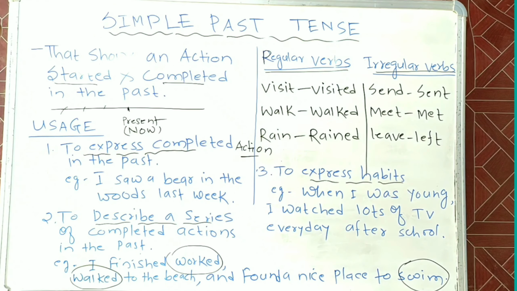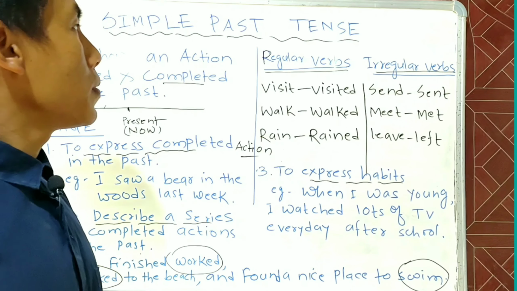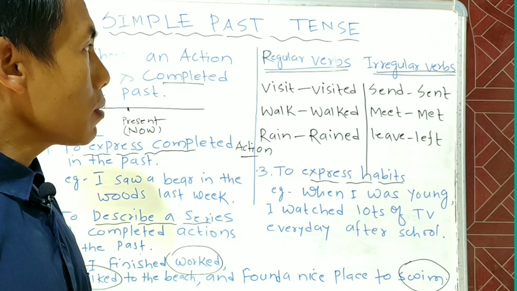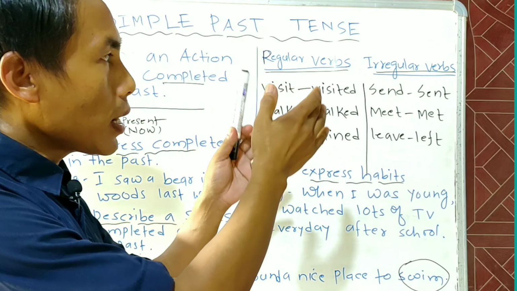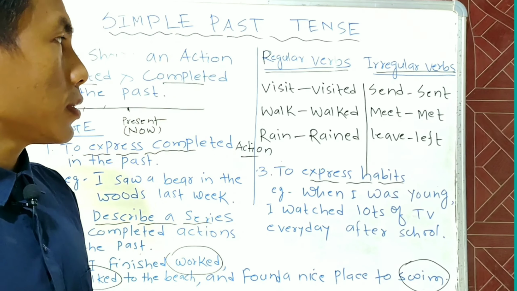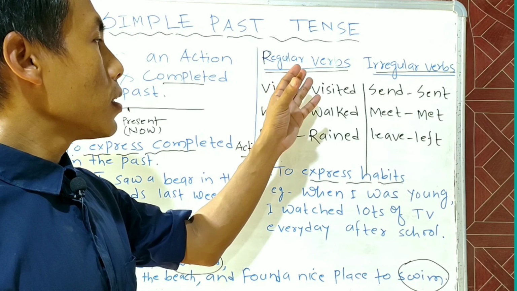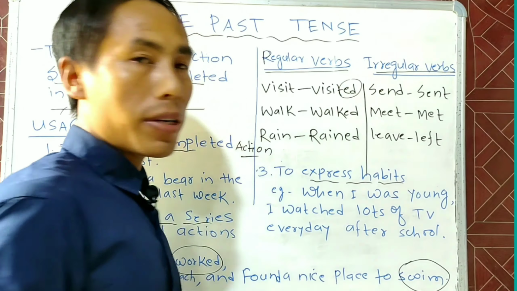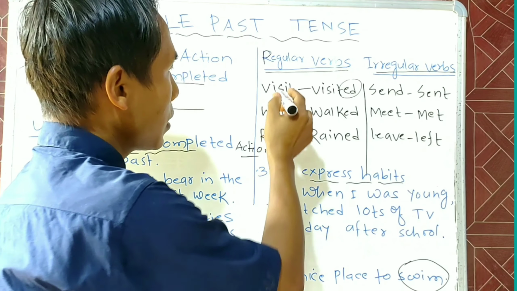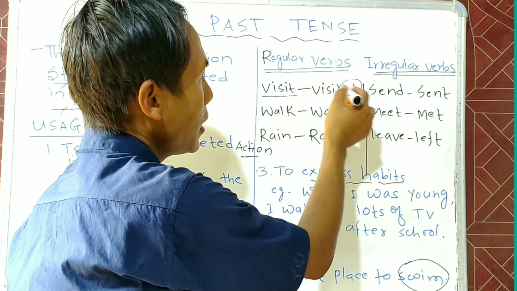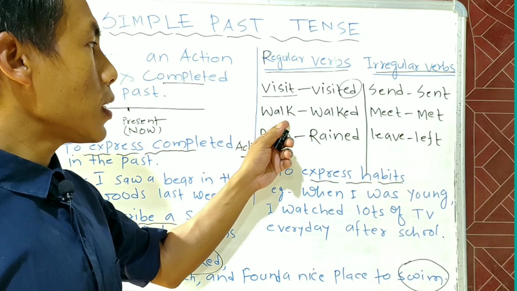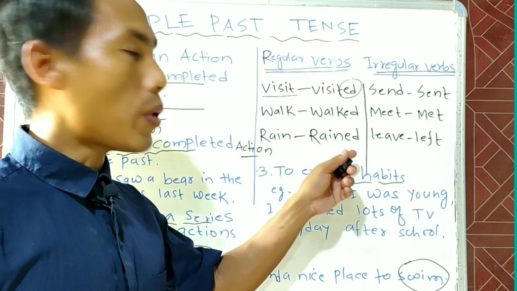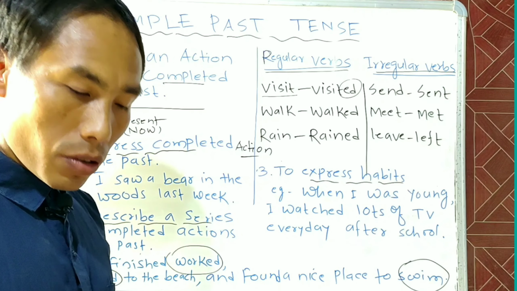Let's go ahead now. In simple past tense we have two types of verbs. First is the regular verbs and the other one is the irregular verbs. Regular verbs are seen as regular, with ed at the end, the suffix is ed. So if I say visit, I just have to add ed here: visited. Worked, I need to put ed again. Rain becomes rained. These are regular verbs we normally find.